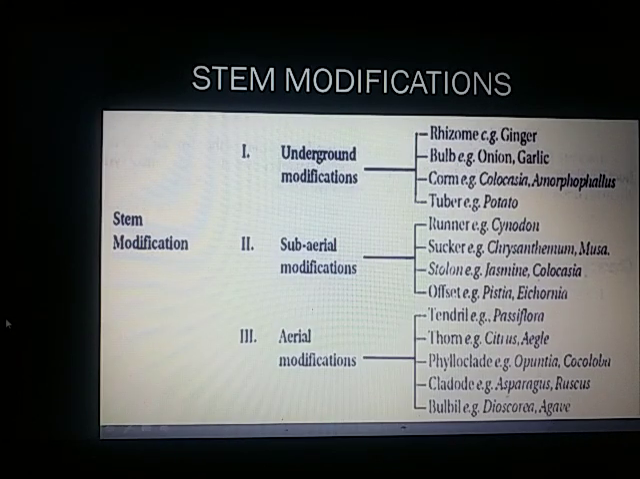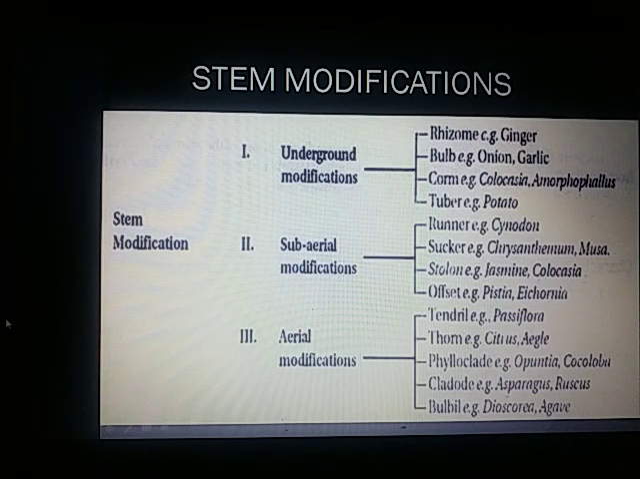Dear students, you know that the stem's original activity is to conduct the water and food materials and to bear the floral buds in a specific area. In addition to those activities, the stem also performs some other activities. So, as to perform them, it has to undergo some structural changes, and what they are called the stem modifications.